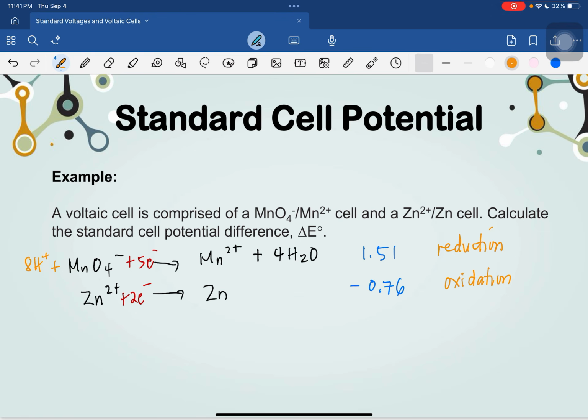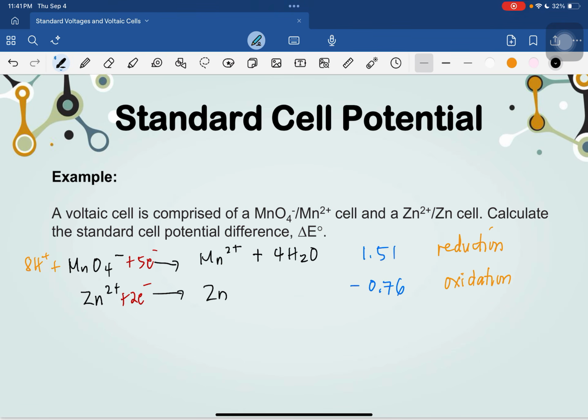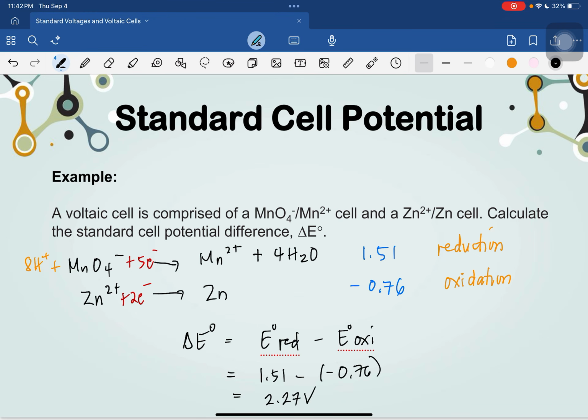And we're almost done. So to finally get the cell potential difference, delta E, that will be equal to the E of the reduction side minus the E of the oxidation side. Then all you have to do is get it from the values we've obtained from the table. That's 1.51 minus negative 0.76. So this is equal to 2.27 volts. That's how easy it is to get the standard cell potential.